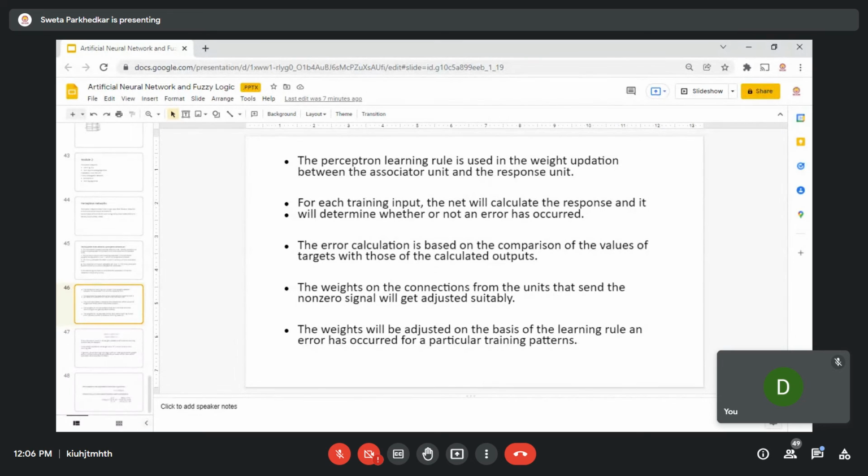So for each training input, the net output will be calculated and the response will determine whether or not an error has occurred. So the error calculation is based on the comparison of the value of target with those of the calculated output. ठीक है, तो हम लोग इसके लिए confusion matrix डिजाइन करते हैं. तो अभी कंफ्यूज मत हो कि what is confusion matrix. Confusion matrix will only give you the error messages या error calculation.